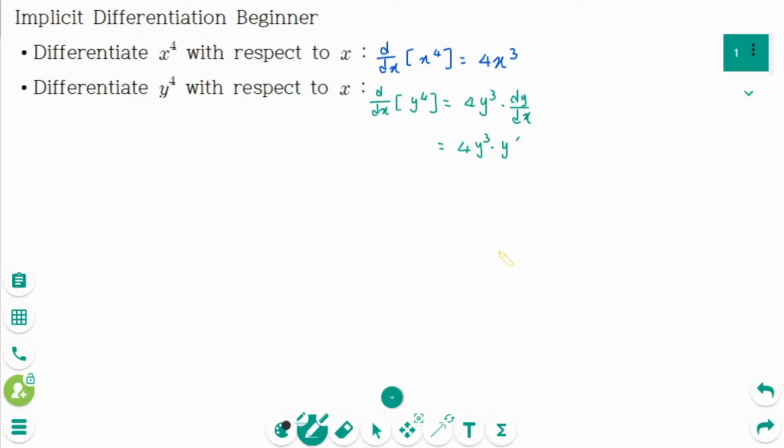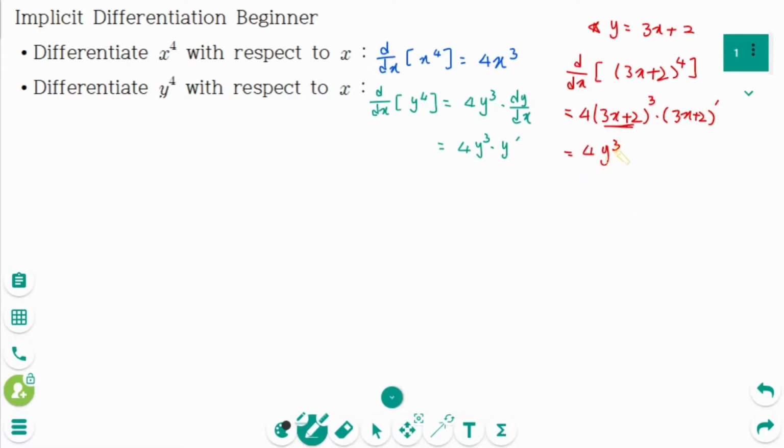It's just like chain rule. Think of it as y equals 3x plus 2, then d/dx of (3x plus 2) to the power of 4 equals 4 times (3x plus 2) cubed times (3x plus 2) prime. Then this one is y, so 4y cubed times y prime. If you still don't understand, think about chain rule the other way.